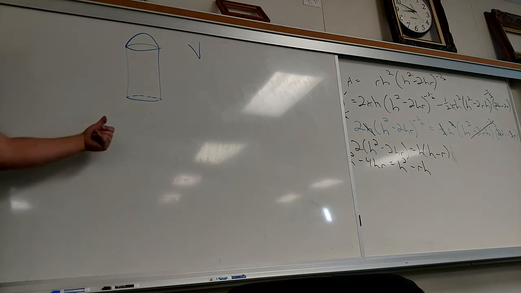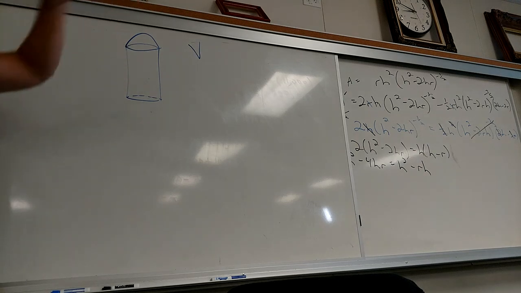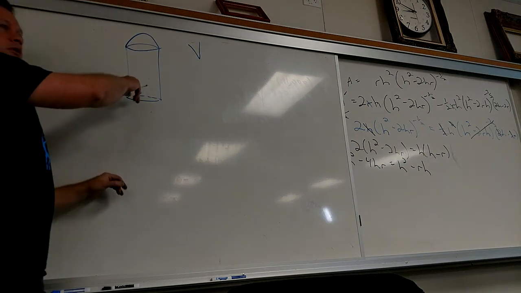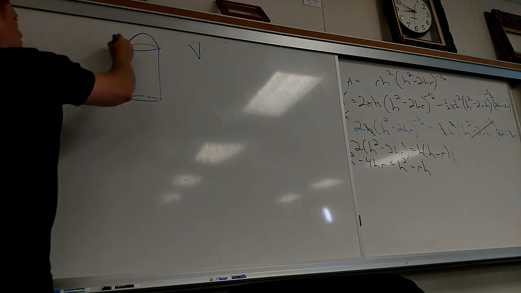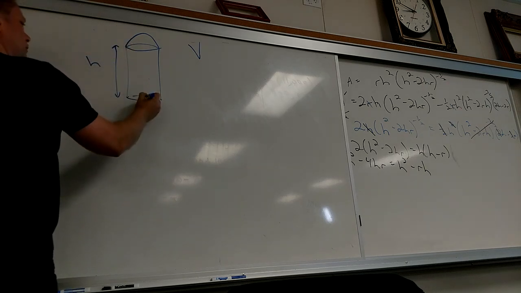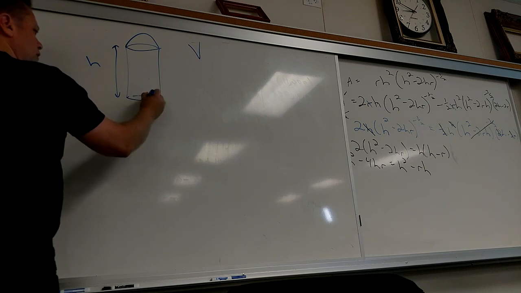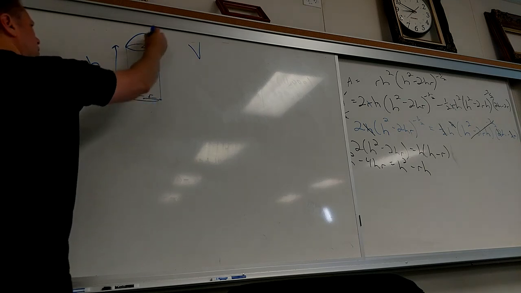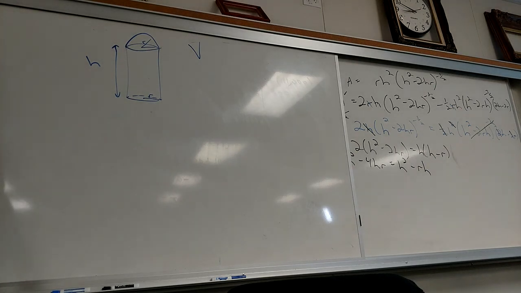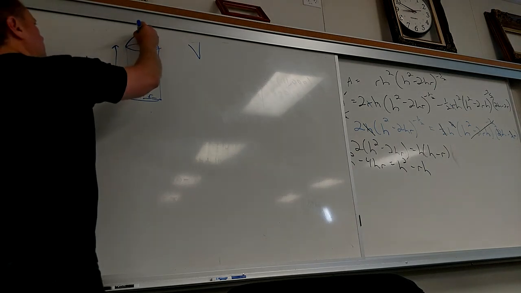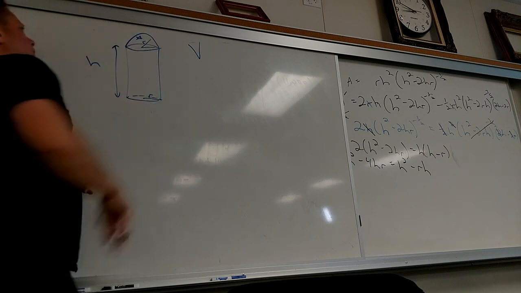What are the dimensions they talk about? What do we need to know about the cylinder? Height. I like it. There we go. Height. And of course the radius, which relates to the hemisphere as well. All right, pretend like that's a hemisphere.